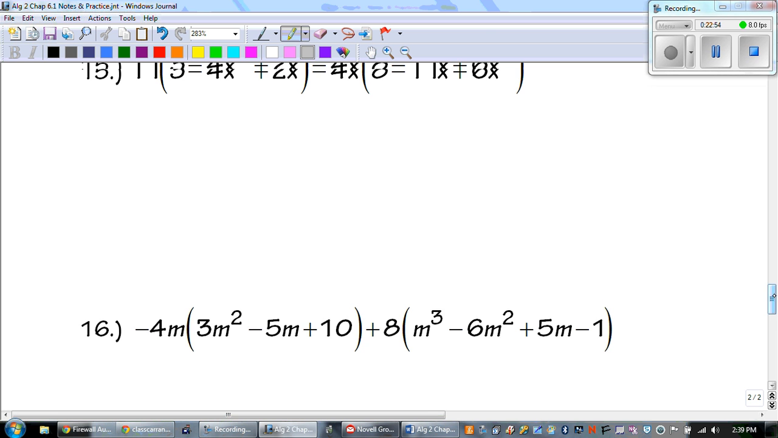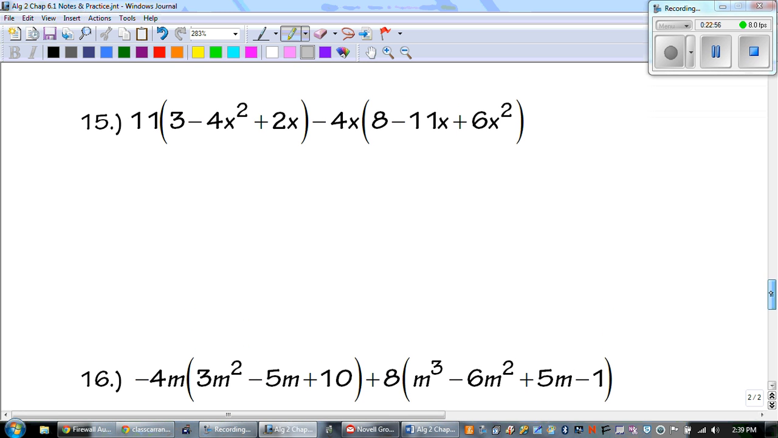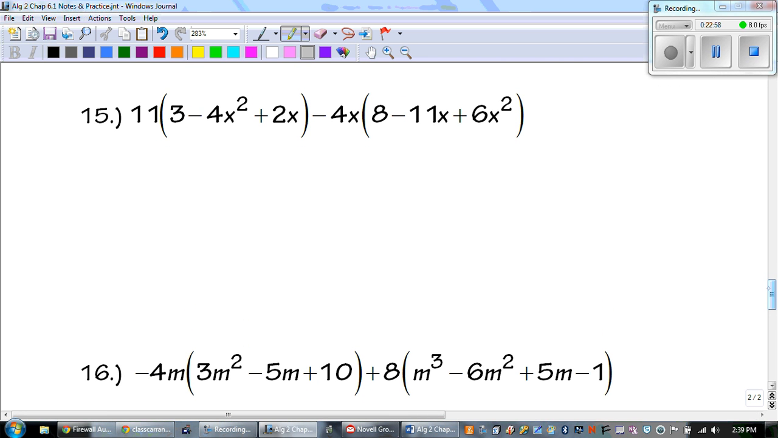All right, 2 more. We're going to do 15 together, and then you're going to have to do 16 on your own. Okay? So this time we have to distribute twice. We have 2 inequalities right here. 2 inequalities. Whoa, Mr. Grice, what are you, still in chapter 5? Yes. Okay. We have 2 sets of parentheses, so I'm going to distribute to both of them. Okay? So here's my first one.